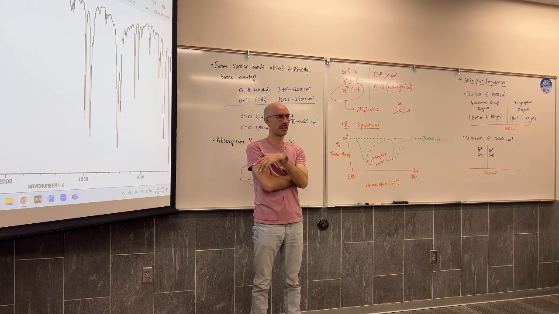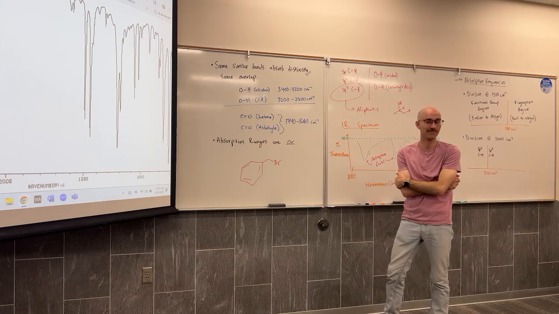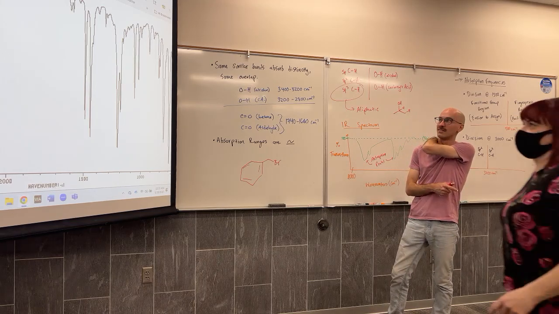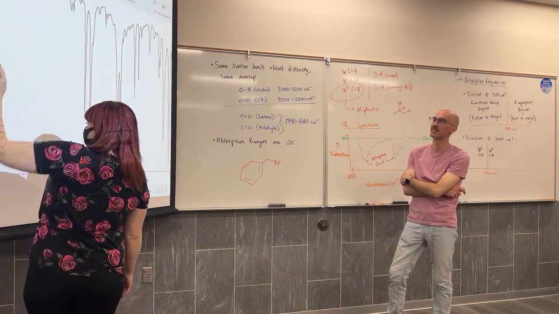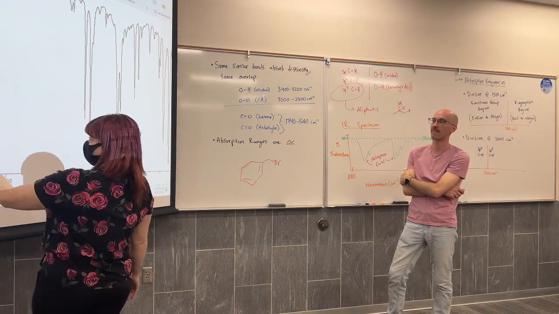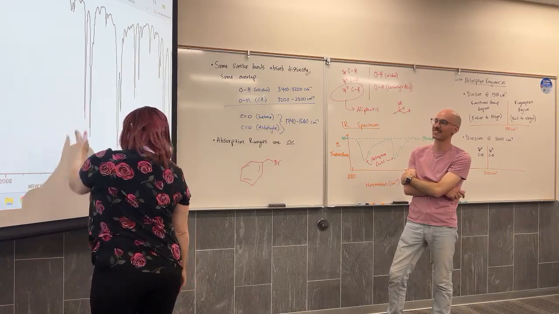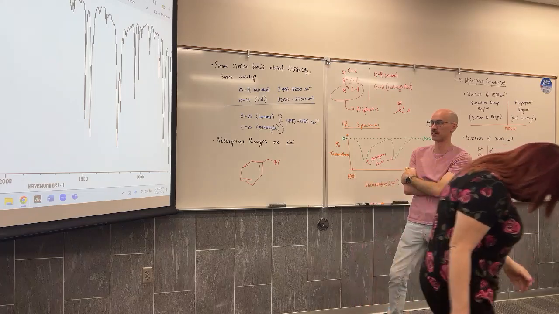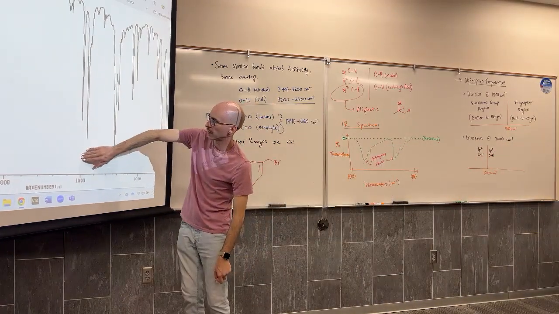Okay. You want to tell me where the CC double bond is, or show me? Or the aromatic overtones? Okay, so I found them, because they're weak, and they're multiple. That's right. It also lines up with that. Exactly. Perfect. Well done.